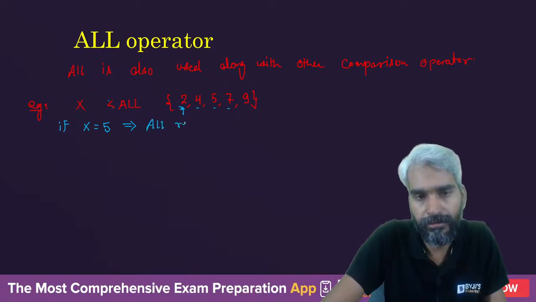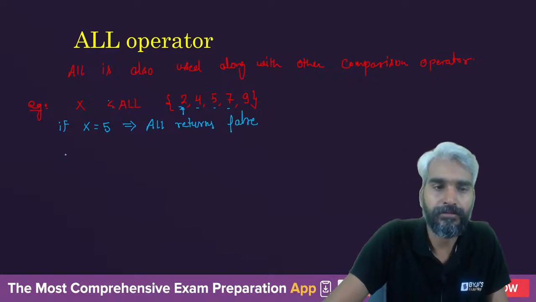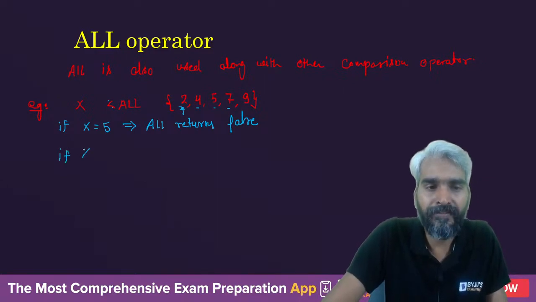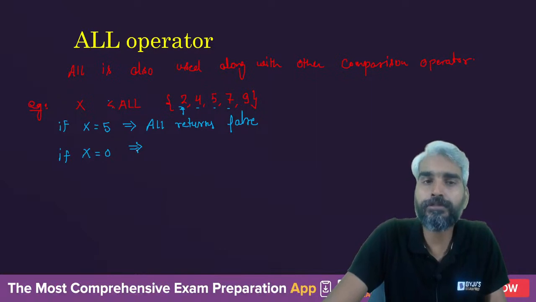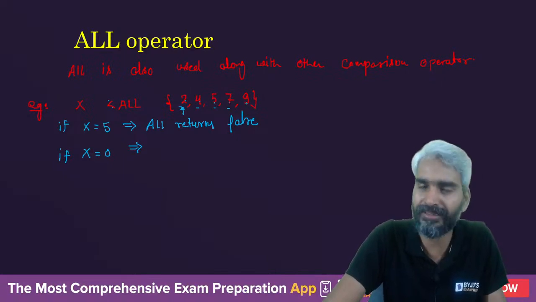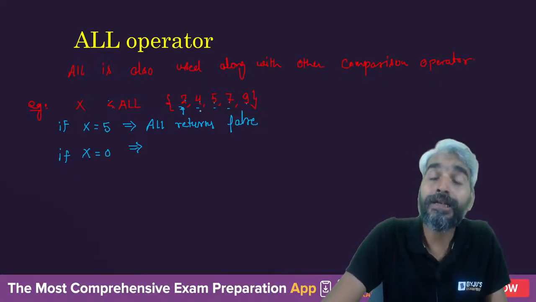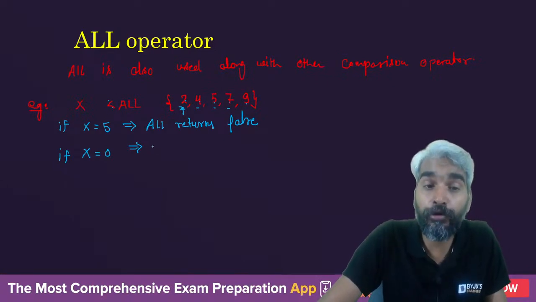So all returns false. Similarly, if x equals 0, what will be the output? 0 less than 2, yes. 0 less than 4, yes. 0 less than 5, yes. 0 less than 7, yes. 0 less than 9, yes. So no tuple of this set failed the comparison condition, therefore all returns true.